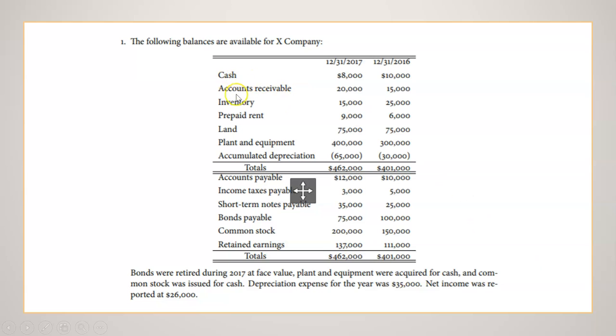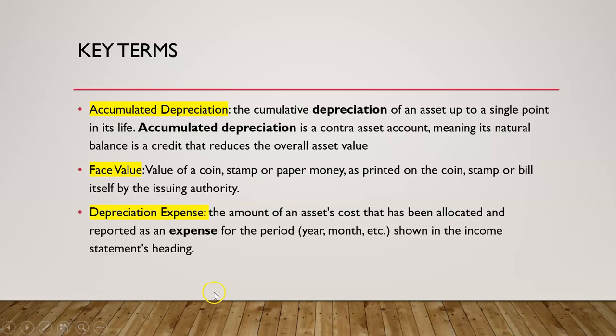The assets are given: cash, accounts receivable, inventory, prepaid rent, land, and accumulated depreciation. And right below that are the liabilities and owner's equity, that's retained earnings, for 2 years: 2016 December 31, and the recent year, 2017 December 31. Bonds were retired during 2017 at face value. Plant and equipment were acquired for cash, and common stock was issued for cash. Depreciation expense for the year was 35,000. Net income was reported at 26,000.